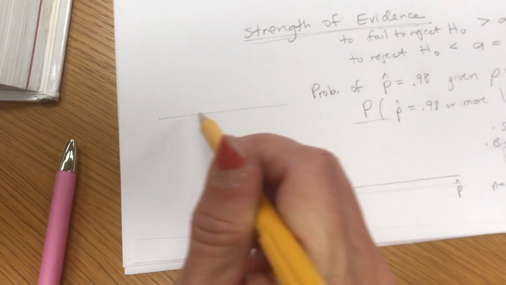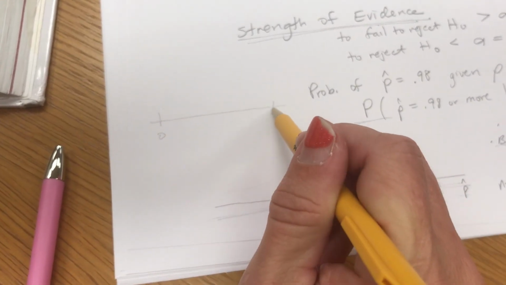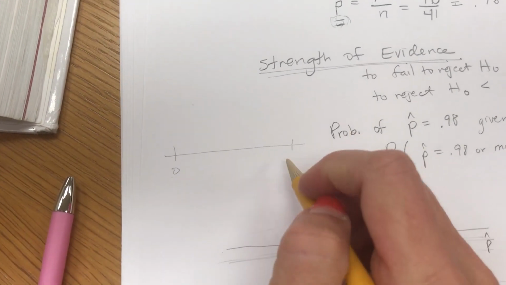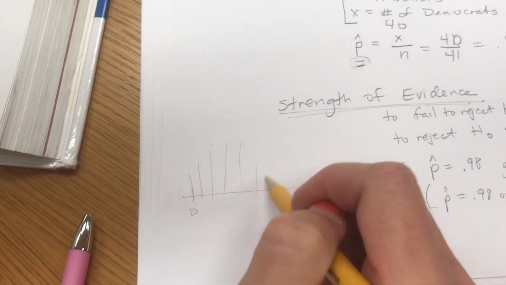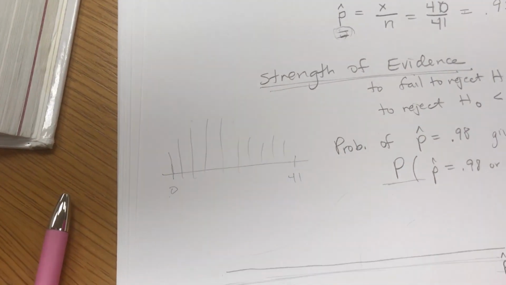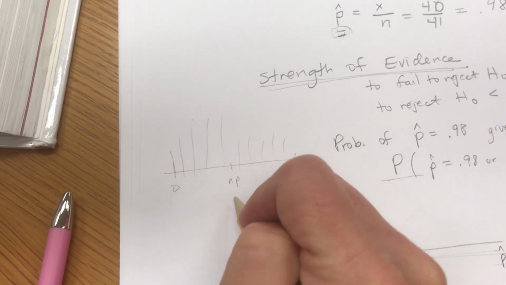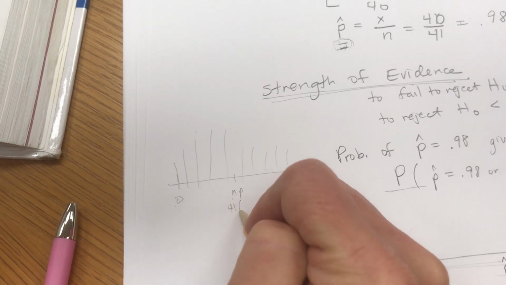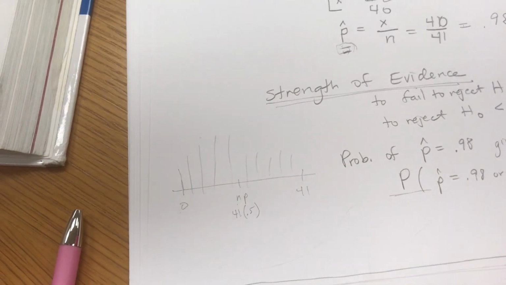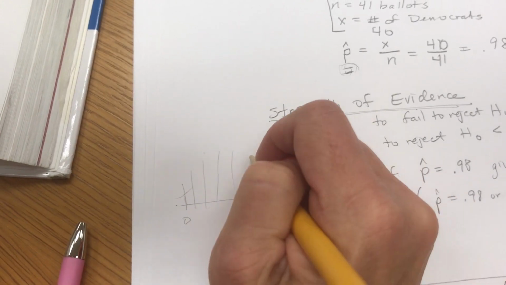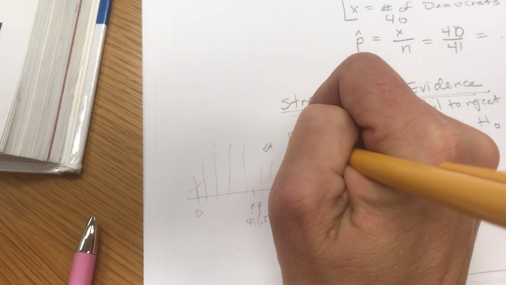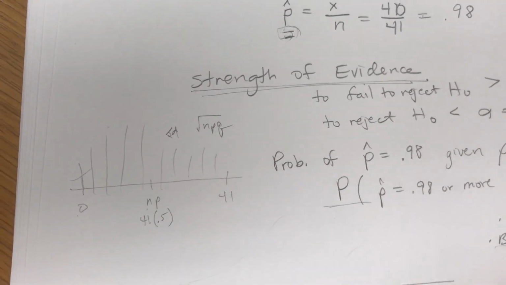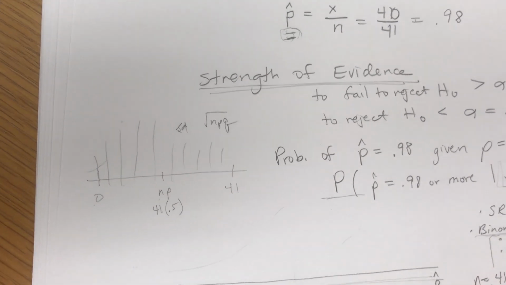So over here, just like I did with the confidence interval, the binomial distribution, I can have anywhere between 0 and 41 Democrats out of 41, and then I can have a histogram, which would have a center of np, the number of ballots, 41, times the probability, and it would have a standard deviation of square root of npq.